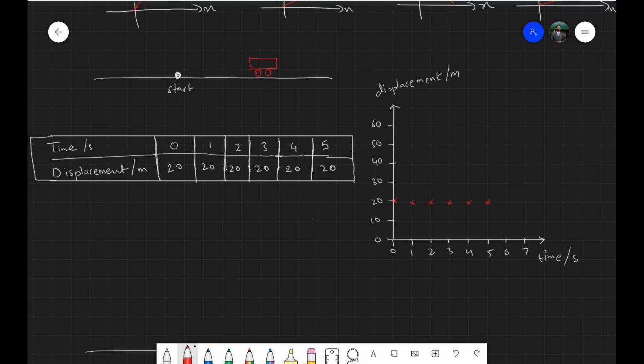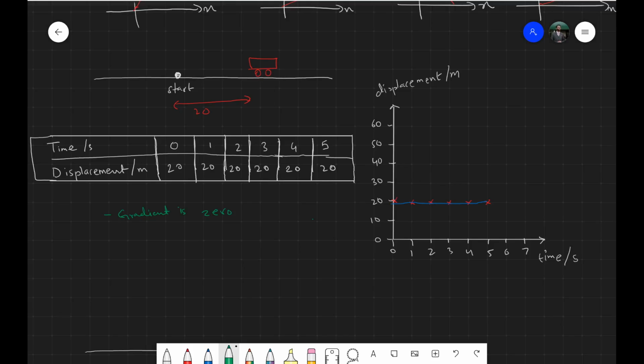This is the car, which is at 20 meters from the starting point, and the car stays there all the time. So at 0 the car is at 20, at 1 the car is at 20, at 2, 3, 4, 5, all the time the car is at the same point. So we can conclude from this graph that the gradient of the line in this graph is 0, or you can also see that the displacement is not changing.